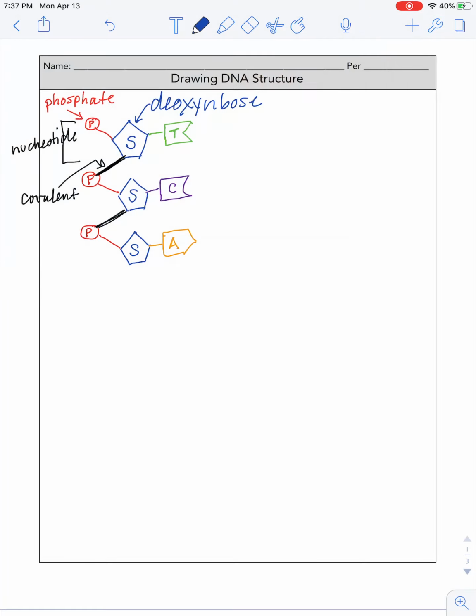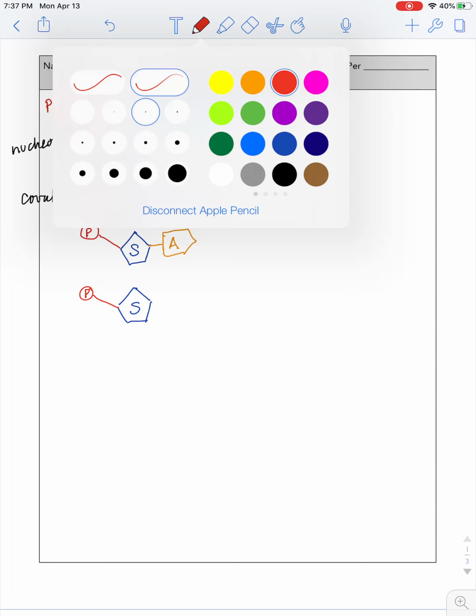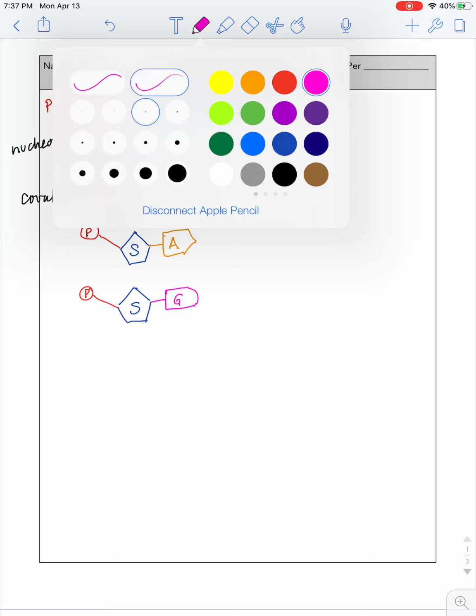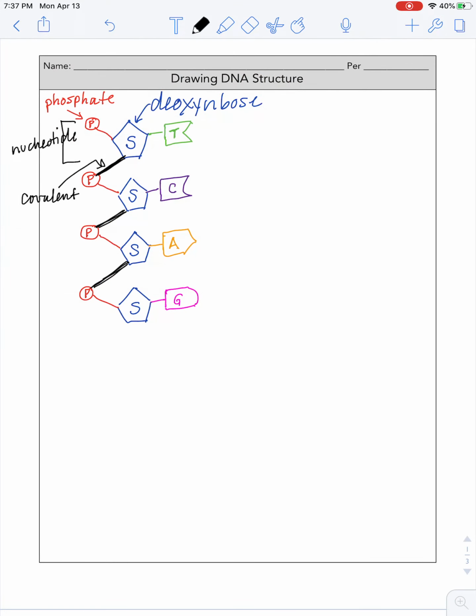So I'm going to put another sugar below. So this is my fourth nucleotide. Here's my deoxyribose, and I have my phosphate sticking out at the top, and I am going to have my fourth and final nitrogen base. The nitrogen base that I'm missing is going to be G, which stands for guanine. My bond between my phosphate and my sugar is a very strong covalent bond holding that together. And I am going to draw one more nucleotide because I said that this was going to be a 10 nucleotide structure. And so here's my phosphate sticking up.